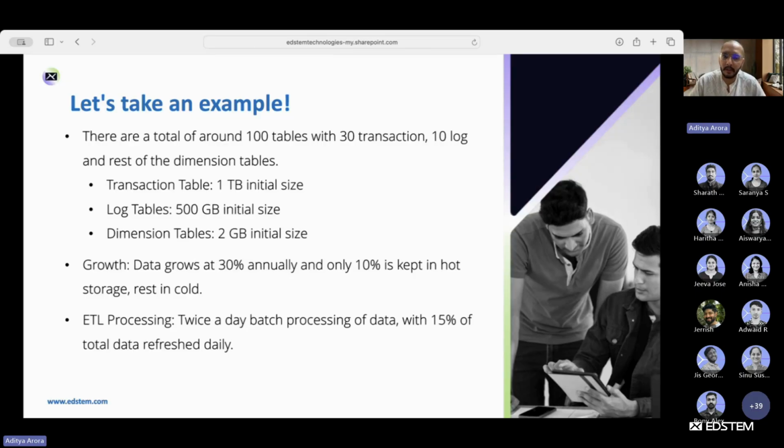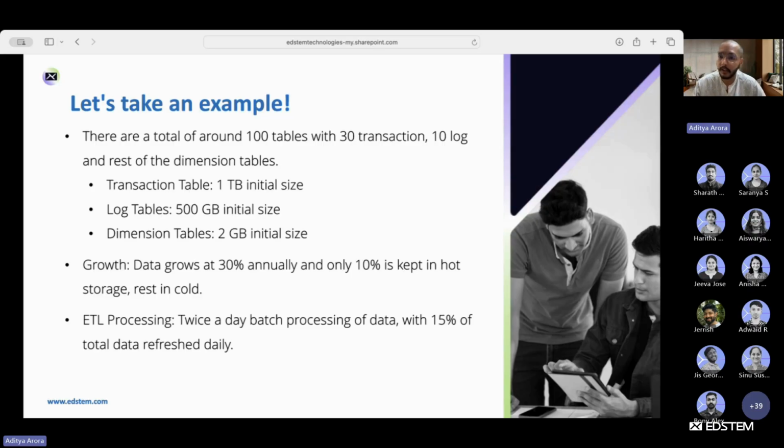And like I said, growth is important. So it grows 30% annually. And it says 10% is kept in hot storage, rest in cold. Then it also has some information about how much data is refreshed daily and so on. Refreshed means basically new data plus the updates you receive, right? But let's do the calculations.